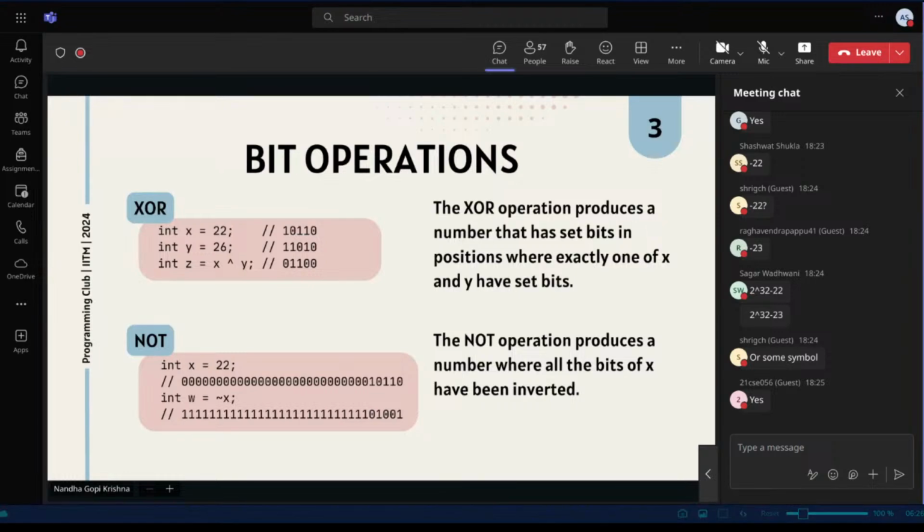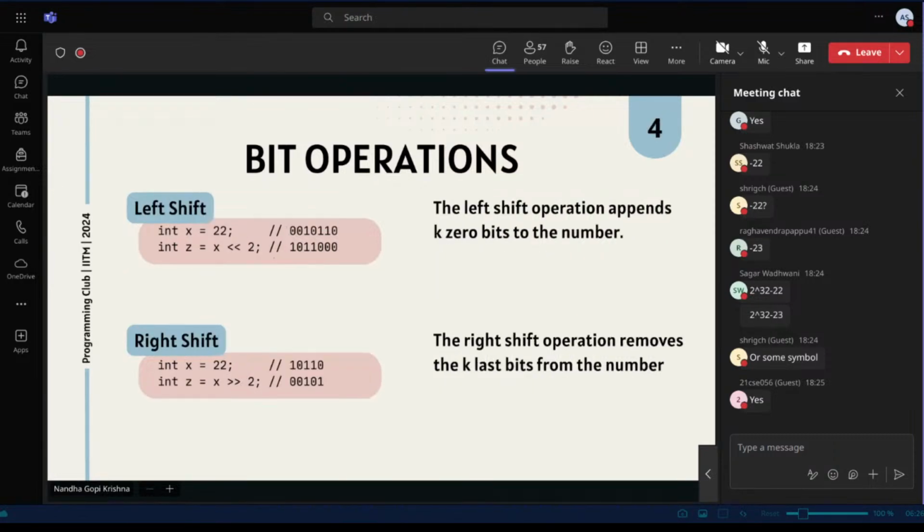Why is it done this way? That is for historical reasons. That's how it was done earlier. But anyways, moving on. These are some other operations that you can use. The left shift operation simply moves the number how many ever times you tell it to the left. As you can see over here, this is 10110.